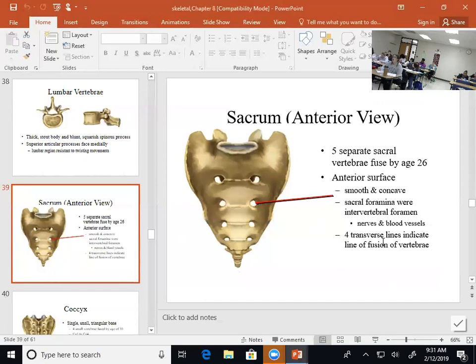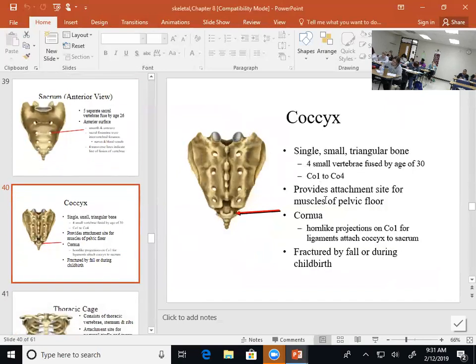And this again is how sometimes when they find even parts of bones, not even a whole skeleton, they can date and give an age to the skeleton because of how much of this process has happened, the fusion of some of these bones. The coccyx is going to be these four little bones that usually fuse by the early 30s. So these are also typically fused by then.